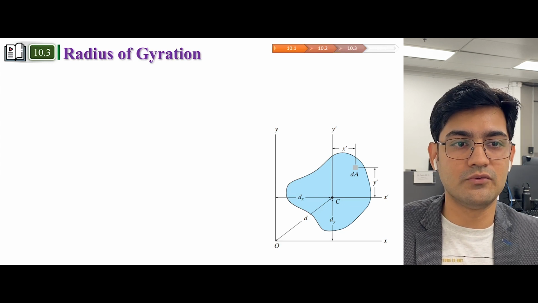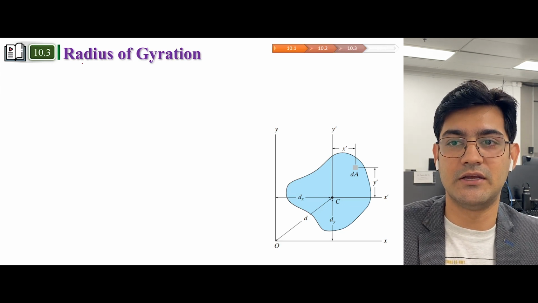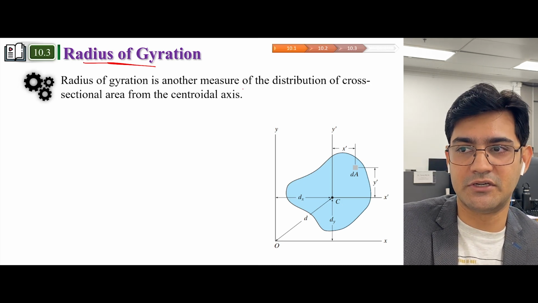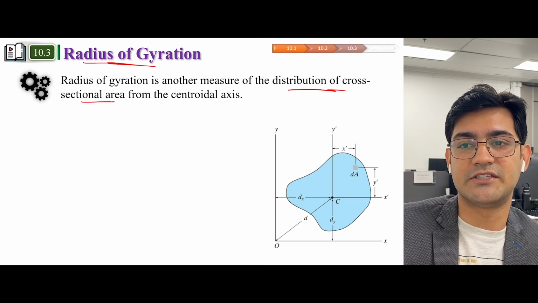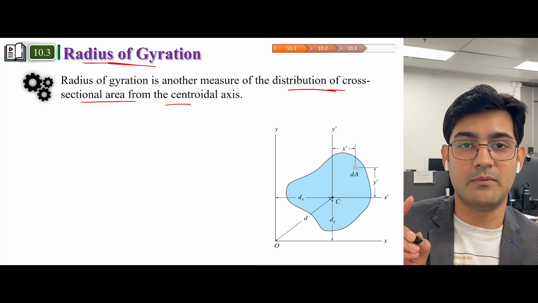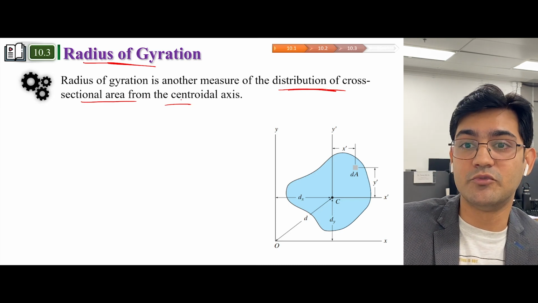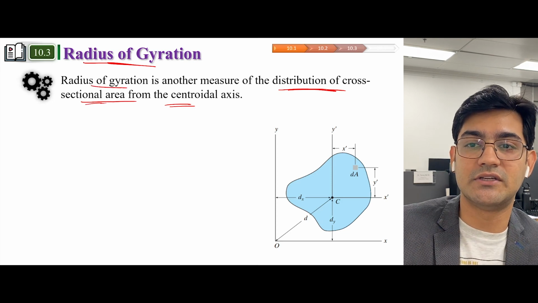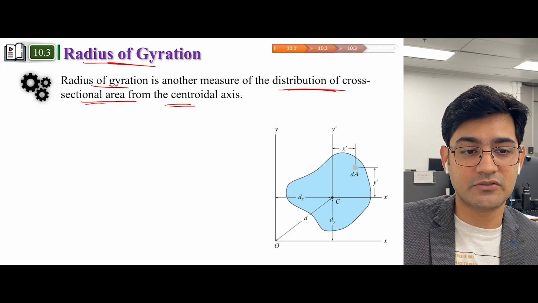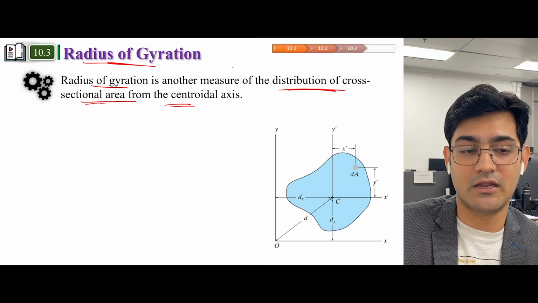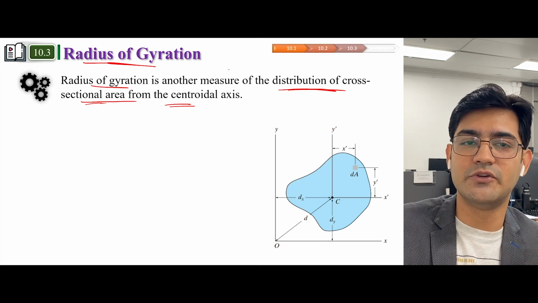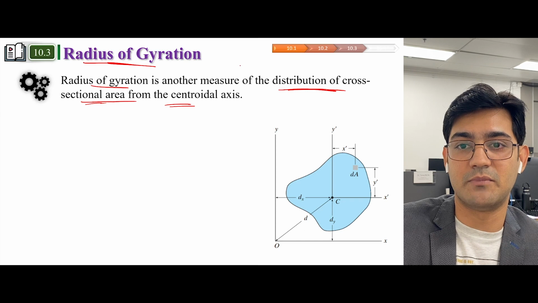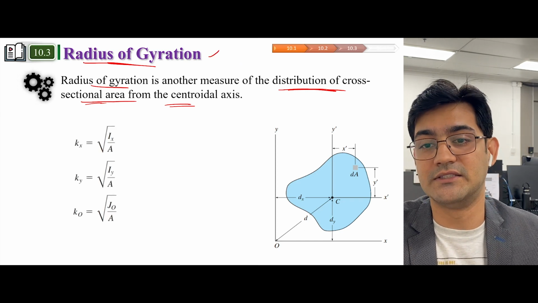Now before going to the example, let us discuss radius of gyration. Radius of gyration is basically another measure of the distribution of cross-sectional area from the centroidal axis. Remember, moment of inertia was also a measure of the distribution of cross-sectional area from the centroidal axis, and radius of gyration is also one such measure. Radius of gyration has the unit of length, and this quantity is often used in design of columns or other structural components in structural mechanics. So that's why I just wanted to highlight this radius of gyration.